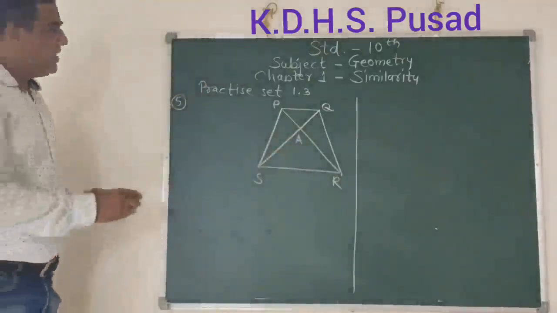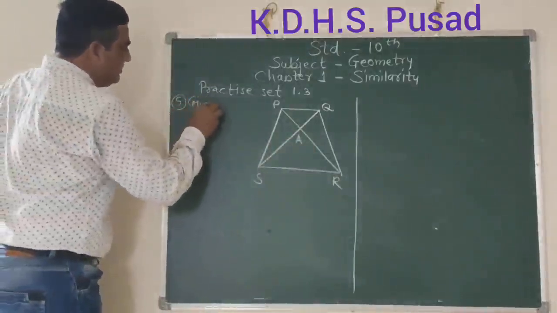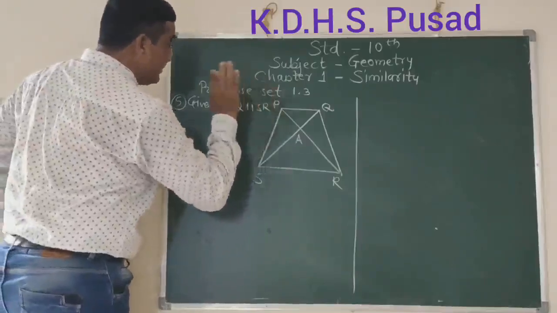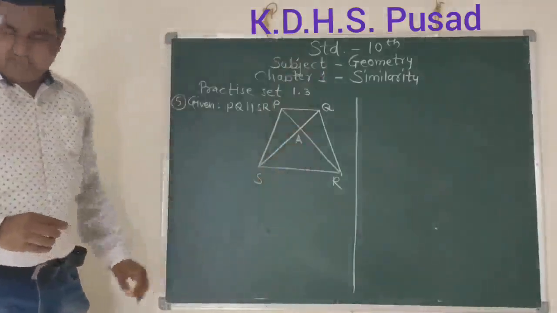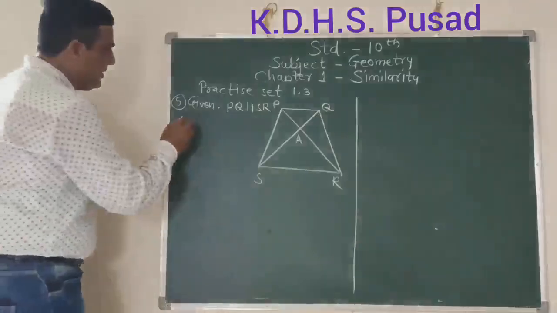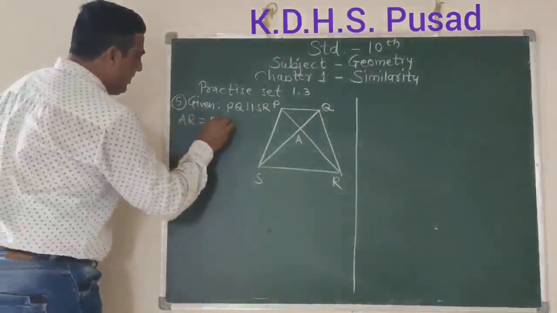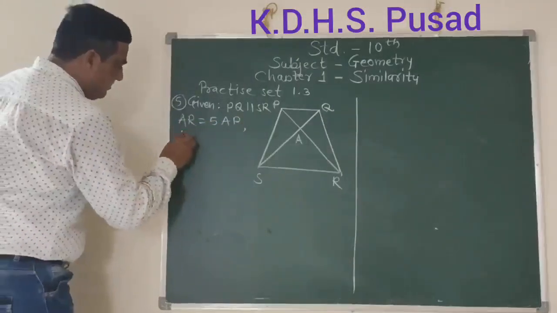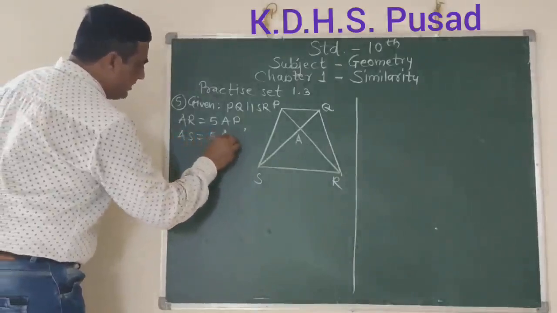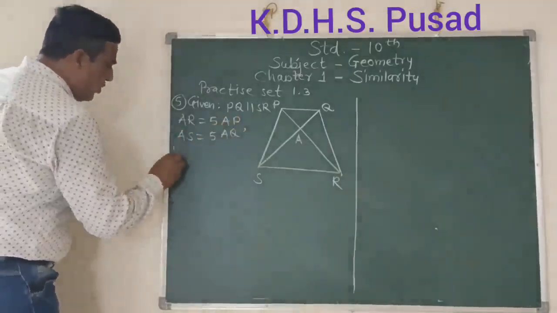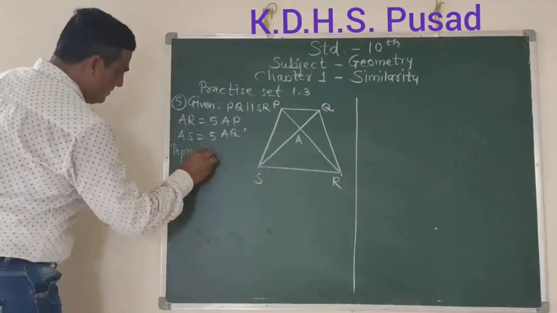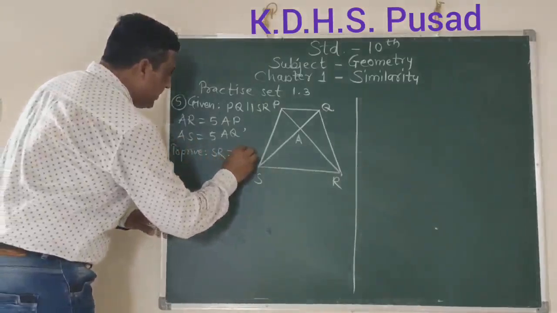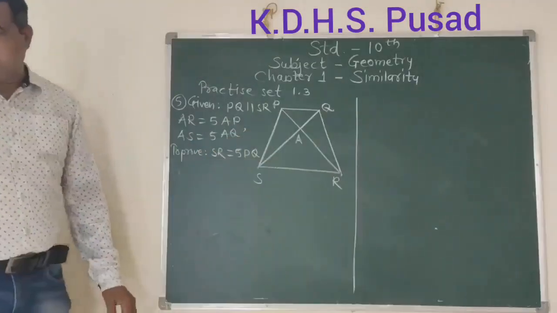Now in this question, you are given that, here I mentioned the given portion, PQ parallel SR. That is given to you. Also you are given that AR is equal to 5 times AP as well as AS is equal to 5 times AQ. That is given to you, and you want to prove that SR is equal to 5 times PQ. That you want to prove.